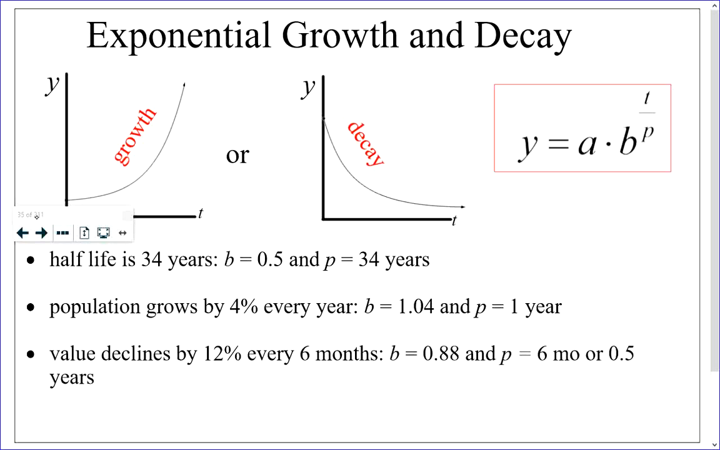B is 0.88 because the decline of 12% means you're going from 100 to 12% less, which is 88%. Okay? And it's happening every 6 months. I would prefer, personally, not to use months. I would use 0.5 years.